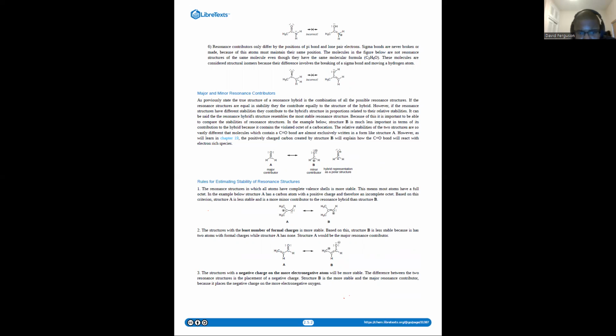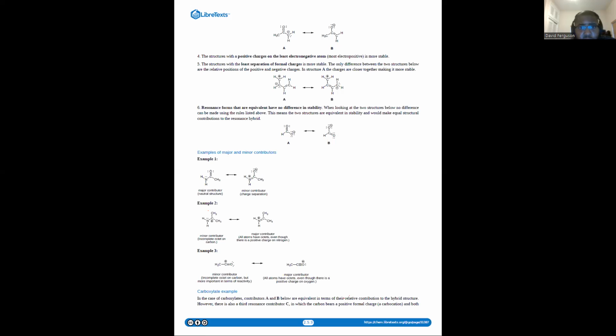The structures with the least formal charge is more stable. That points to minimizing formal charge, not having structures that have that many charges. And three, the structures with a negative charge on a more electronegative ion will be more stable. So that coincides with chemical logic.